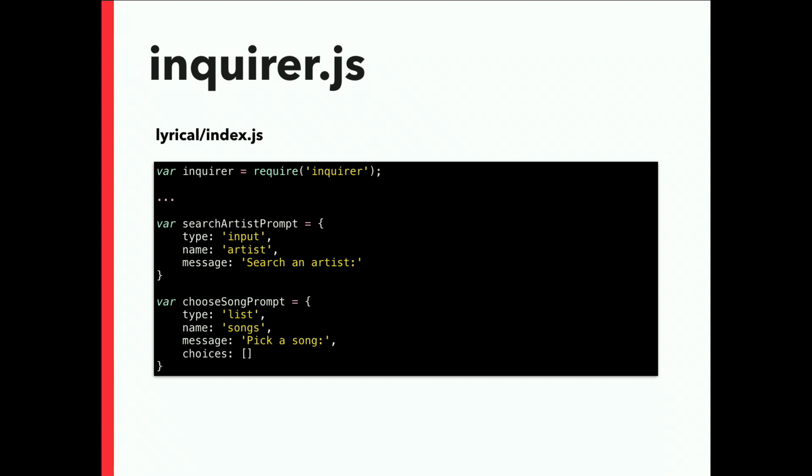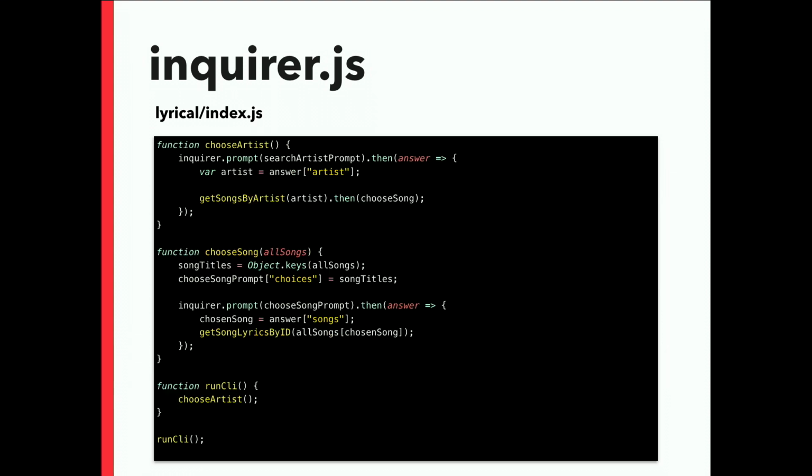And I can accomplish this by just a few simple steps. First, define the prompt, which is search artist, which we will get from the user input. And then for choosing the songs, we will get to choose from a list of songs. And then all of the values that the user inputs can be used for another prompt or another function. So for example, I get the input of the artist name, and then I can use that for the choose song prompt.